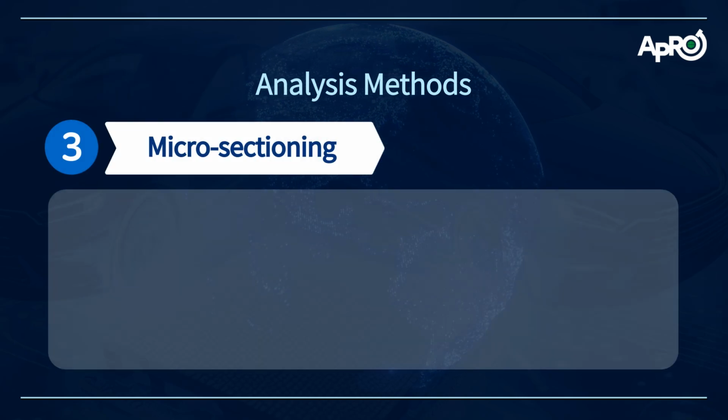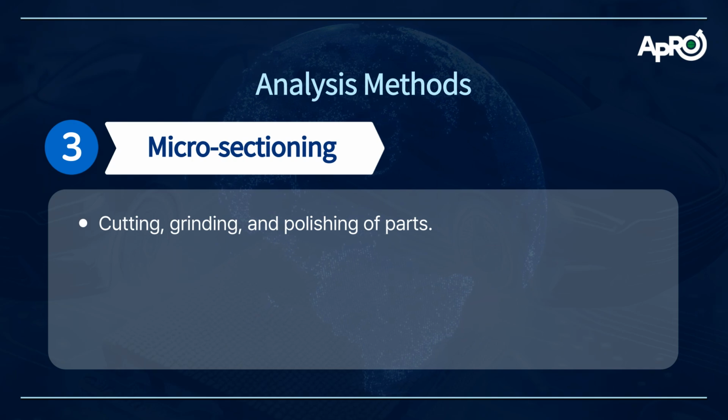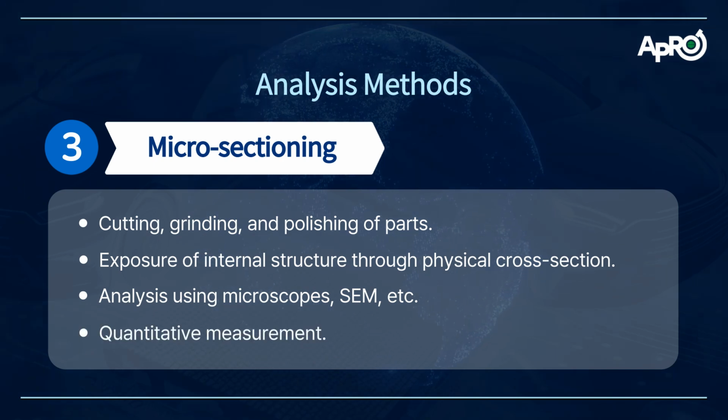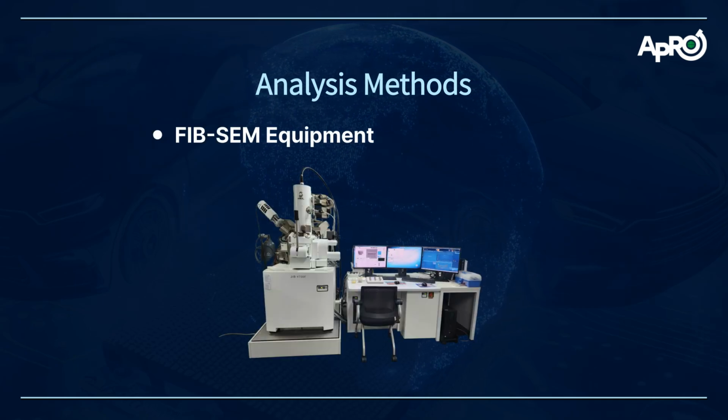Finally, there is microsectioning. This involves cutting, grinding, and polishing parts. This exposes the internal structure as a physical cross-section for analysis using a microscope, SEM, etc. It is possible to make quantitative measurements of dimensions, thickness, crack length, etc. We have FIB SEM equipment that can perform such analyses.